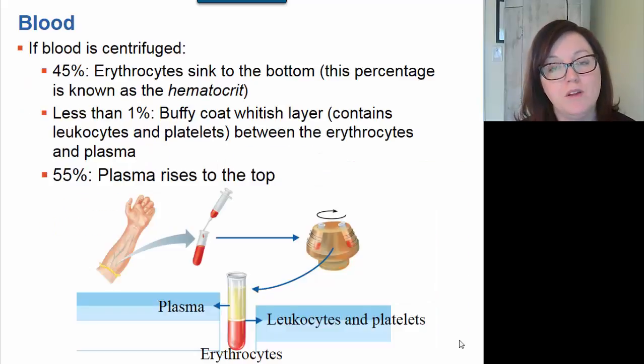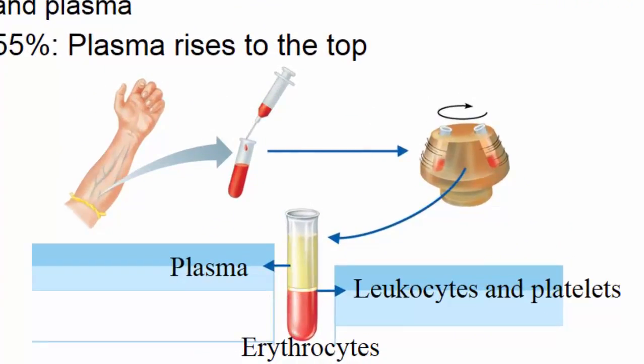If we take blood and centrifuge it in a tube, we get what's called a hematocrit. A hematocrit is the percent of blood that is red blood cells. Normally, the percent of blood that is red blood cells is about 45%. Down at the bottom of the screen here, we can see a tube. After centrifugation, the red blood cells are pushed to the bottom of the tube, and they comprise about 45% of what's in the blood.